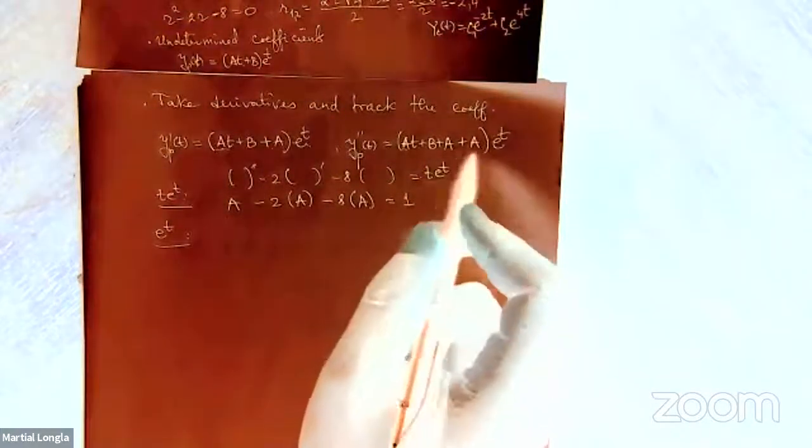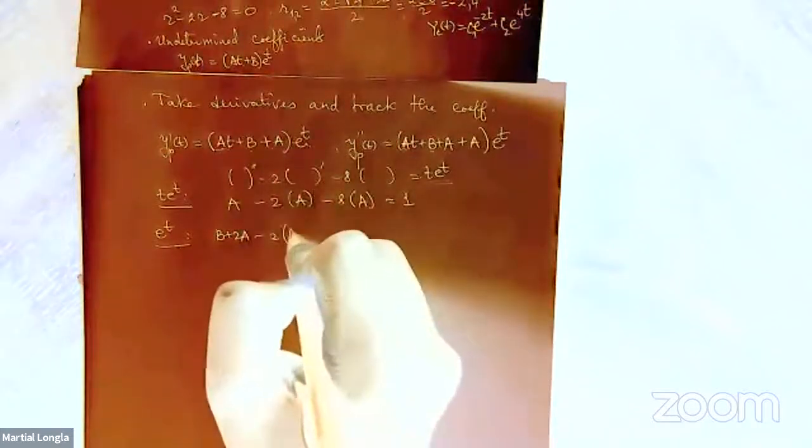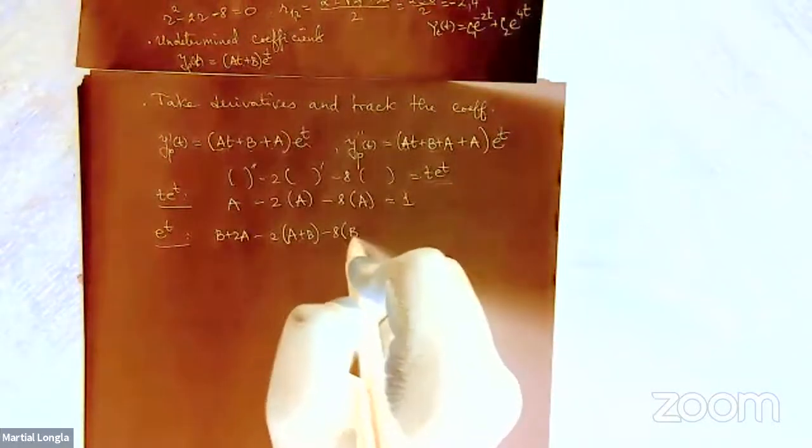Then you write the second equation. You go to the second derivative. The constant is b plus 2a, minus 2. You go to the derivative. The constant coefficient of e to the t is a plus b, minus 8. You go to the original function. It's right there. The coefficient of e to the t is b, equals 0.